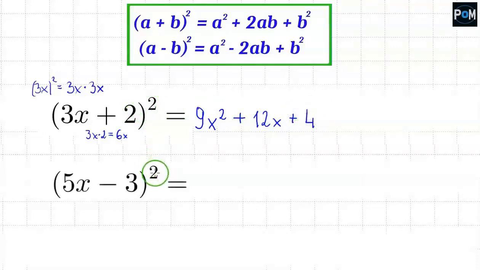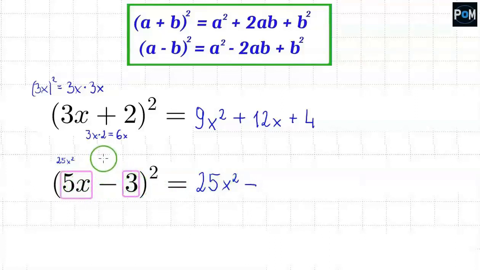Another example is the square of binomial with a minus inside the bracket, so 5x squared. 5x squared gives us 25x squared. We write that down here, then there will be the sign from the bracket, which is minus. Now we do the doubled product, so first the product of 5x and 3 gives us 15x, and we need to double these 15x, which is 30x. Plus, squaring this 3, we get 9.